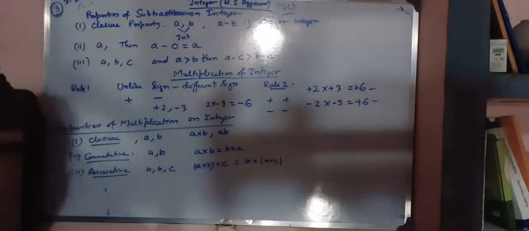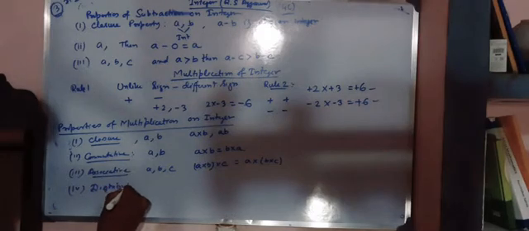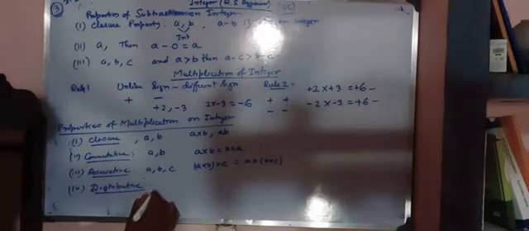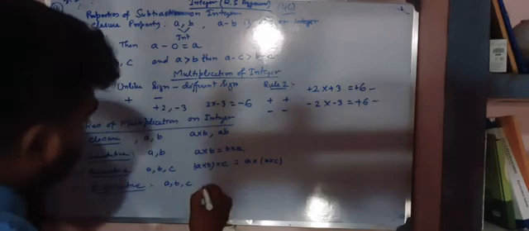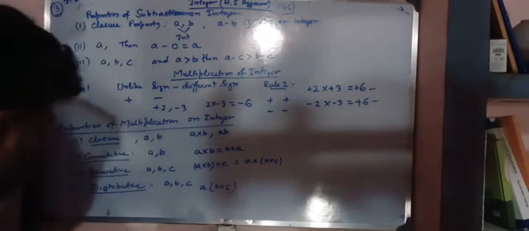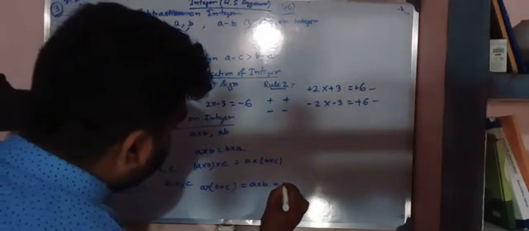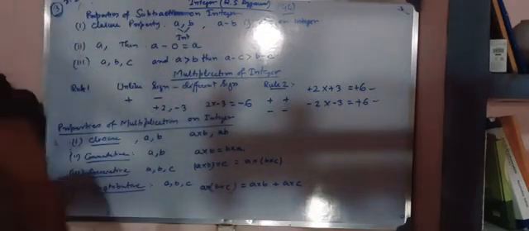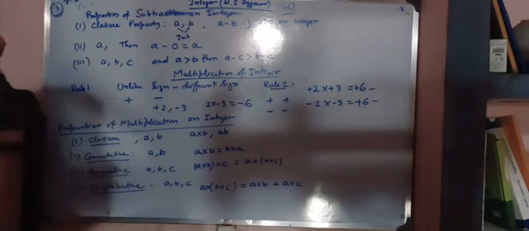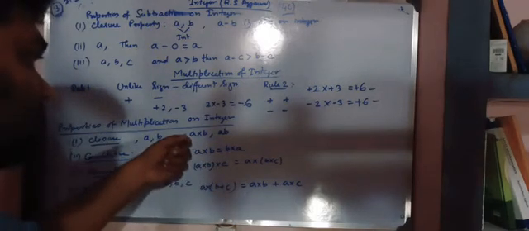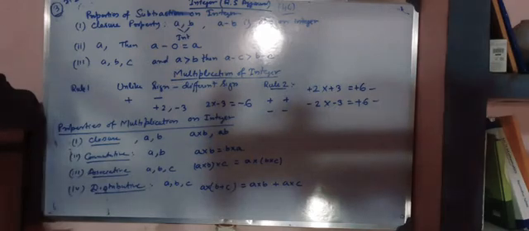Next, one more law is the distributive law of multiplication. If we take three integers a, b, c, then a into (b plus c) is always equal to a into b plus a into c. For any three integers, you can take them yourself and verify all these formulas, all these laws. It should definitely happen.